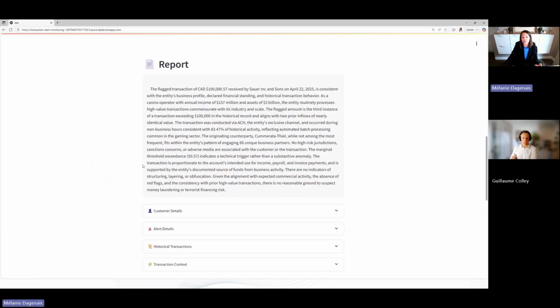It's also going to give you a conclusion. So in this case, it says there are no indicators of structuring, layering, or obfuscation. Given the alignment with expected commercial activity, the absence of red flags, and the consistency with prior high-value transactions, there are no reasonable grounds to suspect money laundering or terrorist financing risk. At this stage, your analyst will then decide if there should be enhanced analysis, if this is a false positive, or if it should be done as an STR.